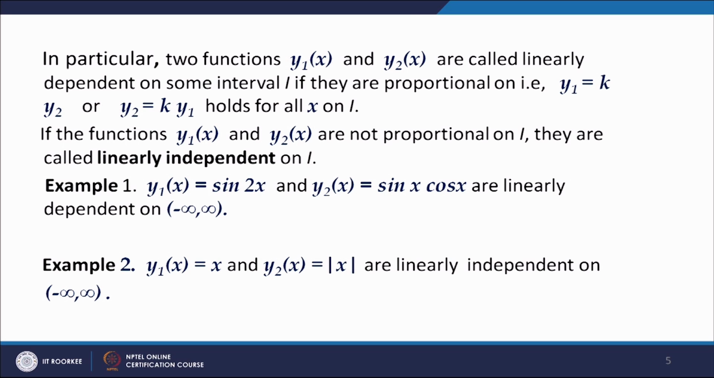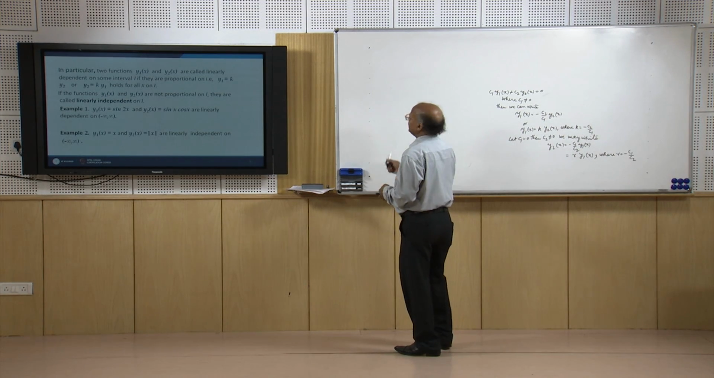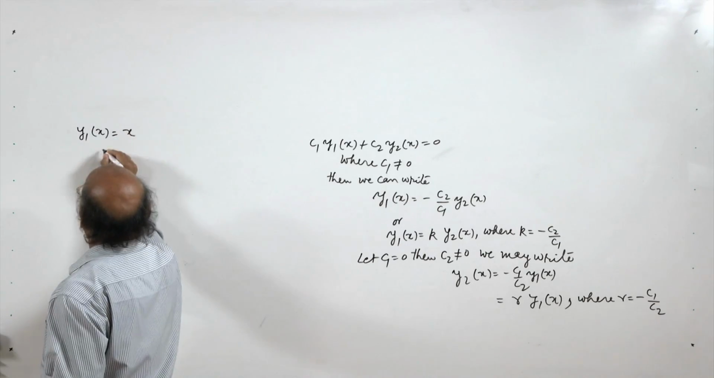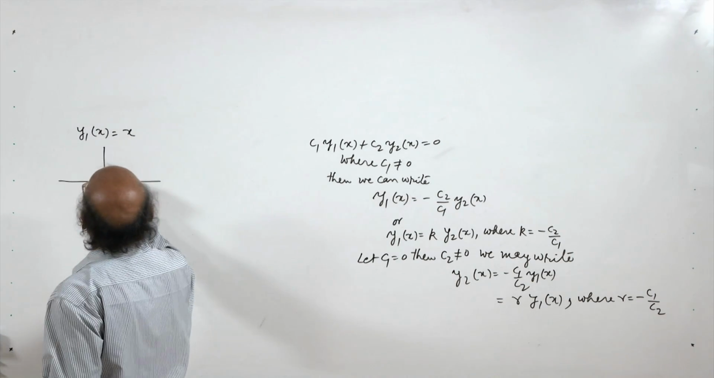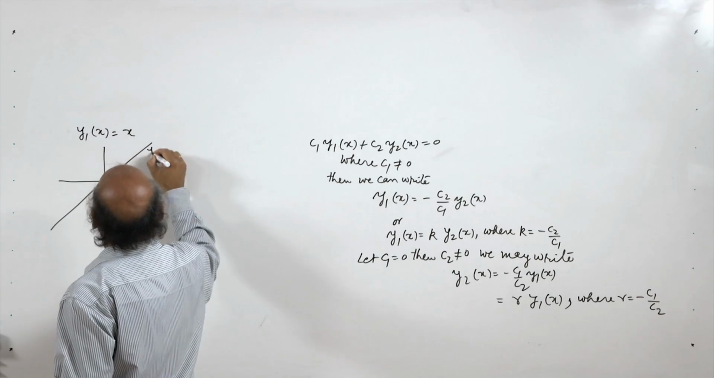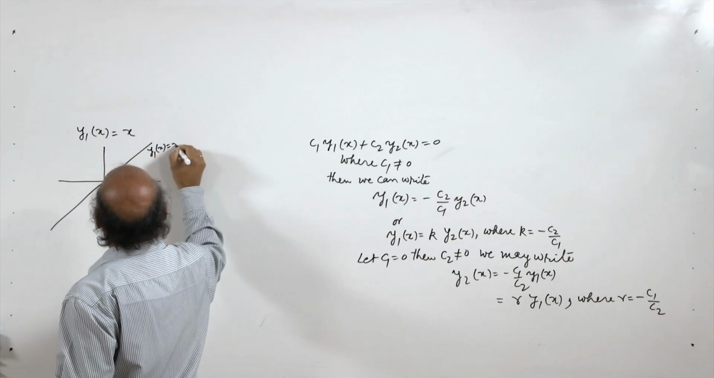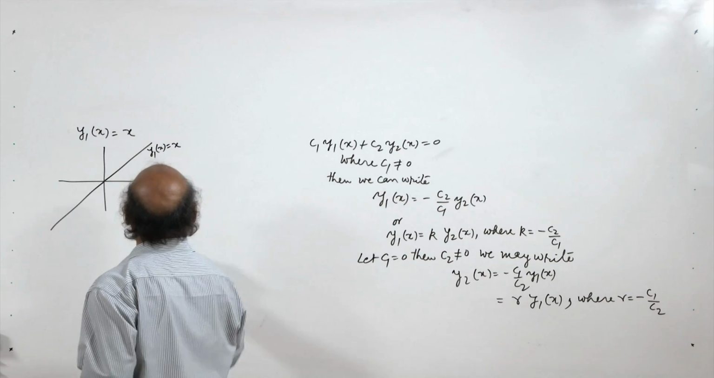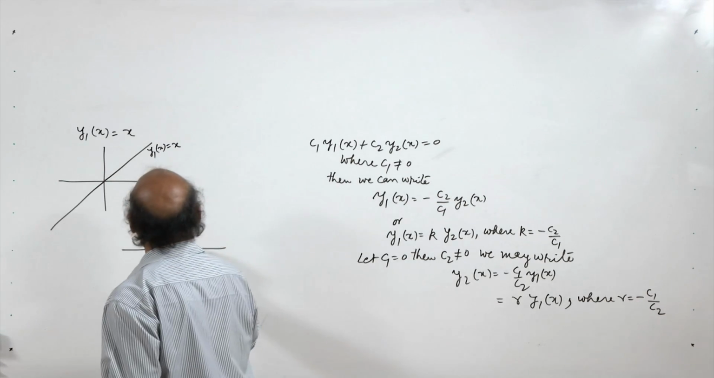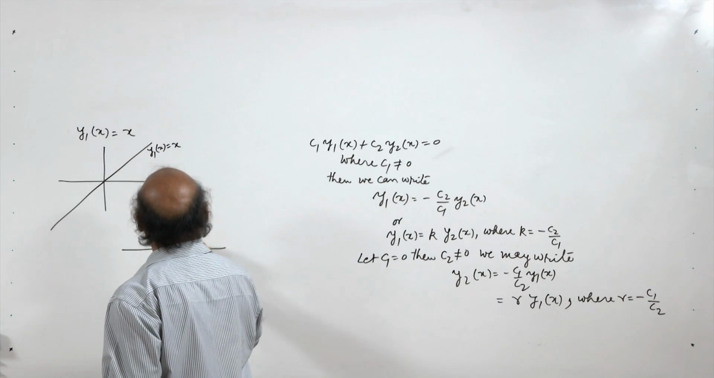Now in example 2, suppose we take the function y1(x) equal to x and y2(x) equal to mod of x. Then we can see from the graph that they are not linearly dependent on the interval minus infinity to infinity. The graph of y1(x) equal to x is this line, and the graph of y2(x) equal to mod of x is this mod of x graph.